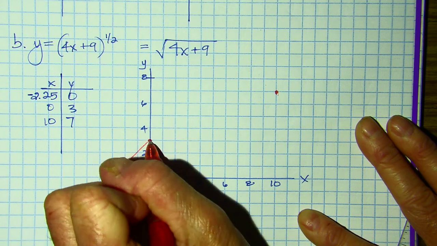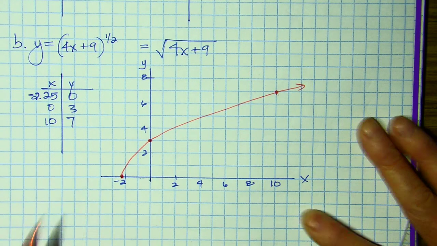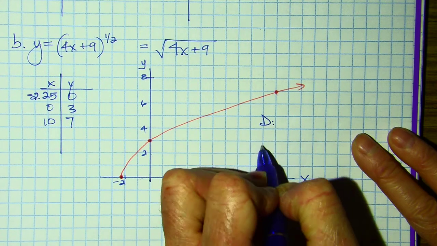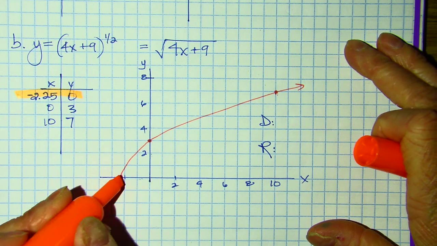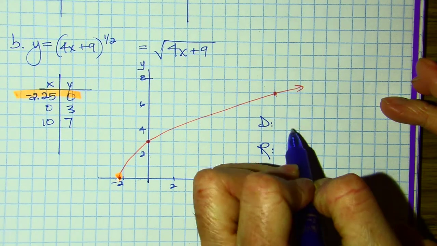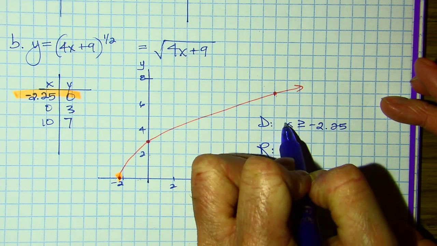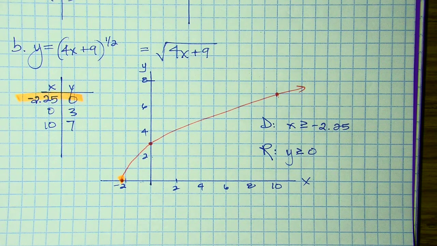Sure is nice to have Desmos. Okay, now domain and range, remember, is affected by that first point, that first dot. So x is greater than or equal to negative 2.25, and again, y is greater than or equal to 0. Okay.